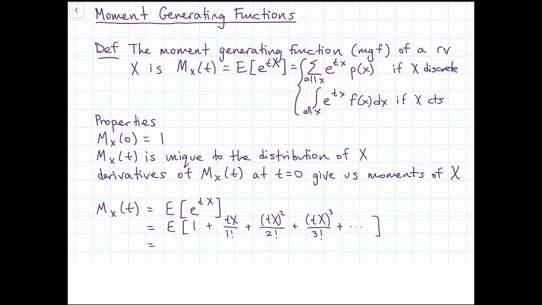What we can do then is use the linearity of expectation. So pull everything that doesn't involve X outside here, and we'll get this sum as follows. We'll have 1 plus t E of X plus t squared over 2 E of X squared plus t cubed over 6 E of X cubed, etc., going off to infinity.